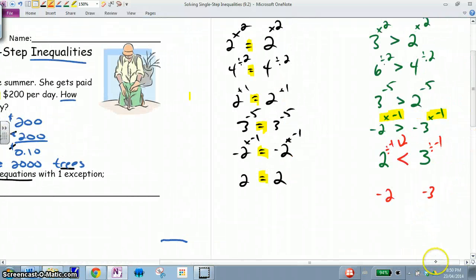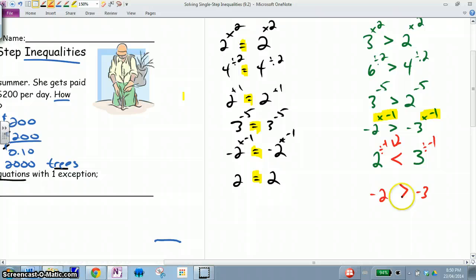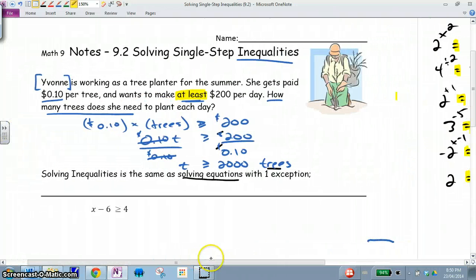Now we would go the other way, we'd go back, now we're again saying that negative 2 is greater than negative 3. So the situations here where we can't just do the same to both sides is when we're multiplying or dividing by negatives.